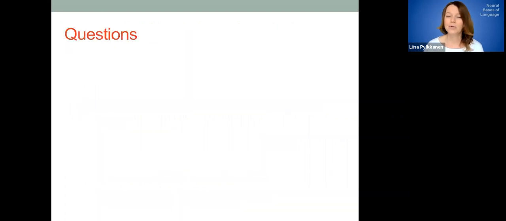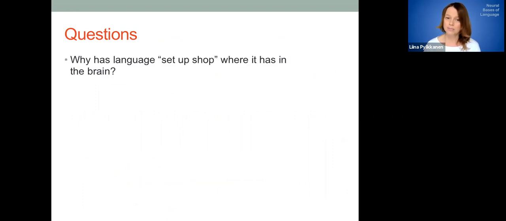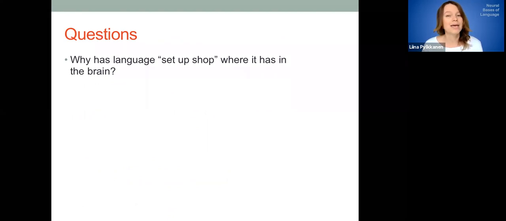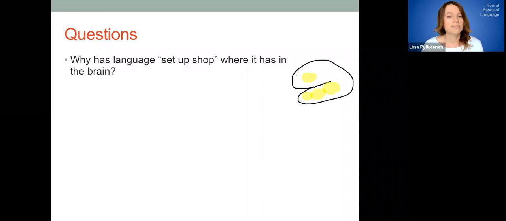Okay, so let's then move on to our main questions. So there's, of course, lots to talk about when it comes to sign language. So this will just be some brief remarks. And so I want to focus on the question, why has language set up shop where it has in the brain? And so in this course, we've learned that the temporal lobe is really important for language.